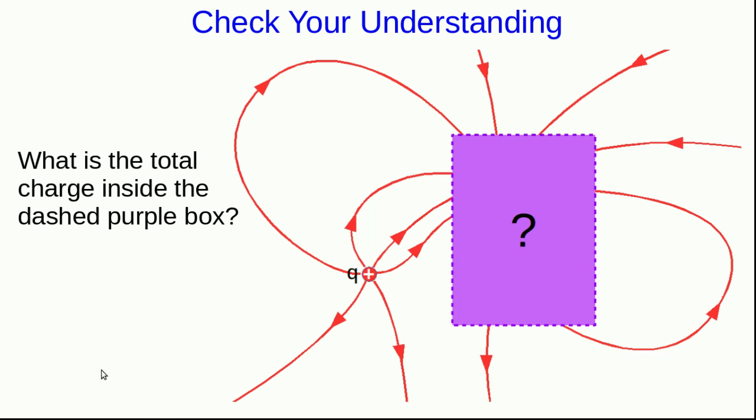This positive charge here has a total charge of Q. And so whatever's in here is going to be some multiple of Q. You just need to figure out what multiple.